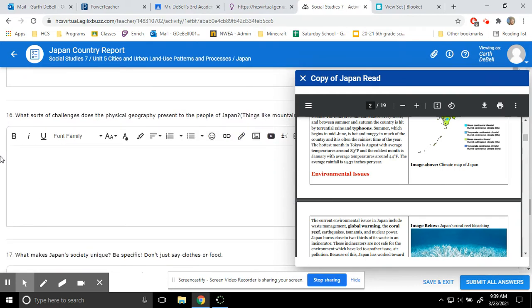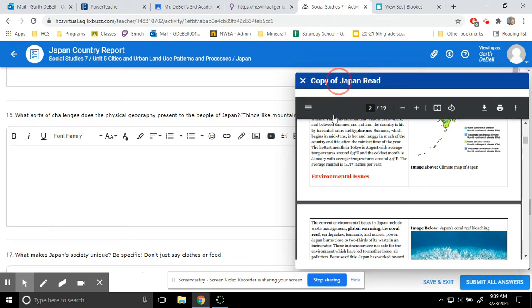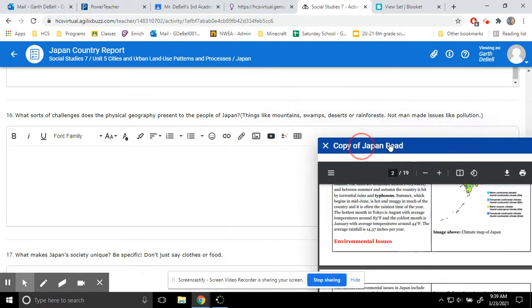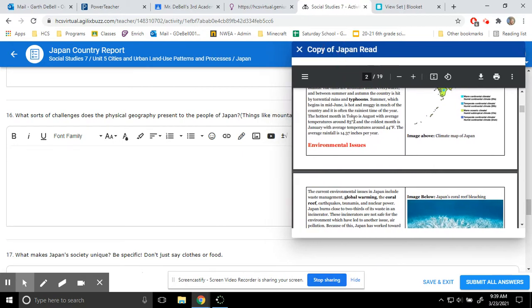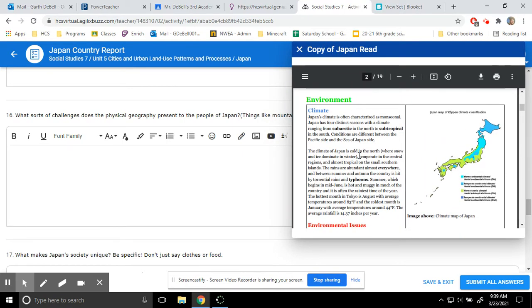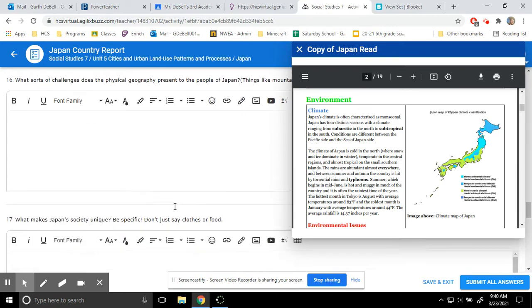What sorts of challenges does the physical geography present to the people of Japan? Things like mountains, swamps, desert, rainforests, not man-made issues like pollution. So you're looking for the different types of biomes, the ecosystems, what is found in Japan and what sorts of issues might those natural ecosystems cause. Like if Japan has an Arctic area, well, that's going to cause issues because it's very cold there. If they have a desert area, then that might cause issues with lack of water and things like that. So that's just what you're looking for: different issues that might be caused by the physical geography of Japan.